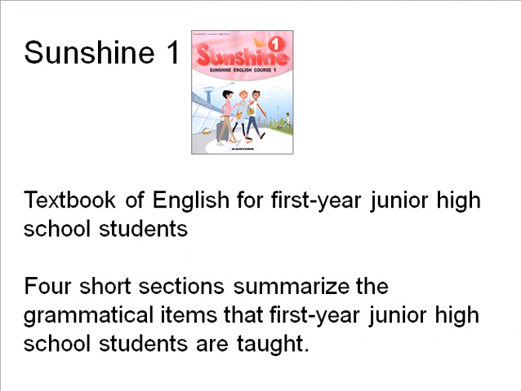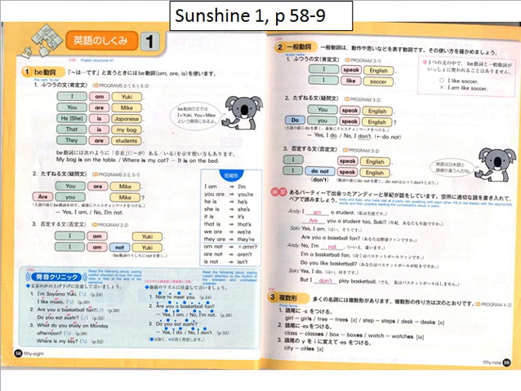So let's take an example. Sunshine 1, obviously this is a textbook for first year junior high school students. And if you take a look at Sunshine 1, you can find four short sections that summarize the grammatical items that first year junior high school students are taught. So let's take a look at these. So this is one of those sections.